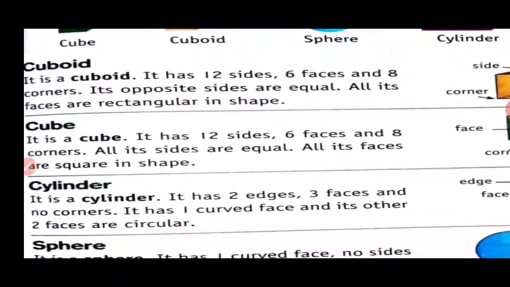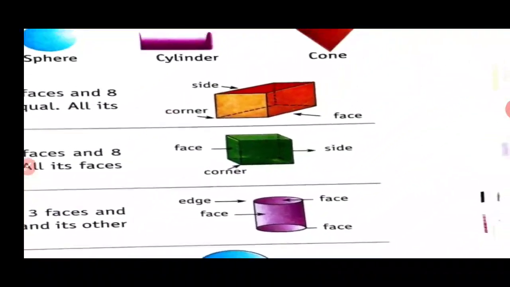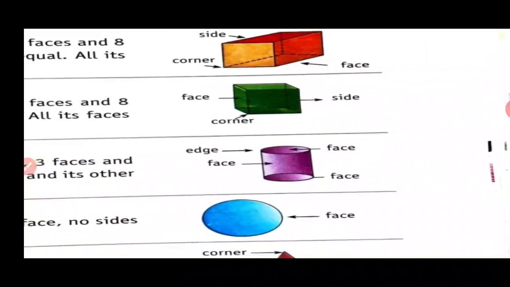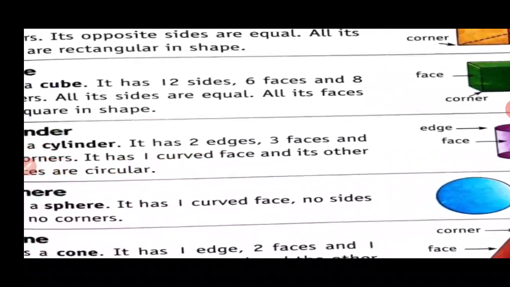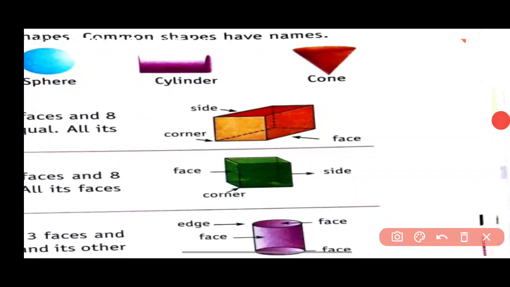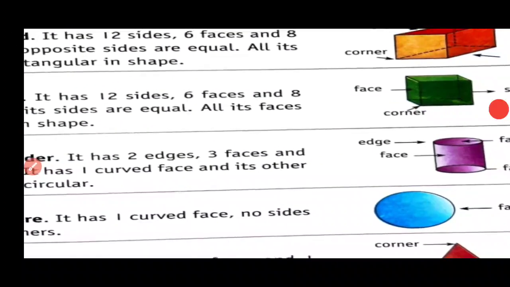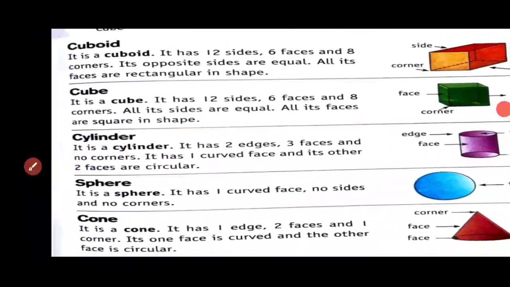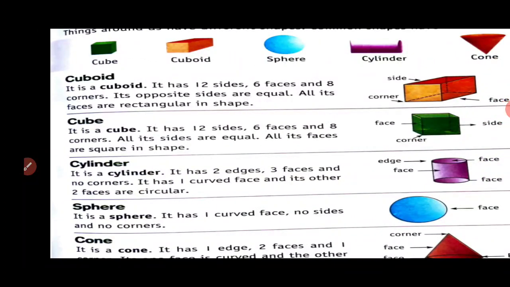Okay, children? The third picture is of a cylinder. A cylinder, as you can see, has 2 edges, means 2 sides. And how many faces? 3 faces. Okay, children? And it has no corners. A cylinder has no corner, children.